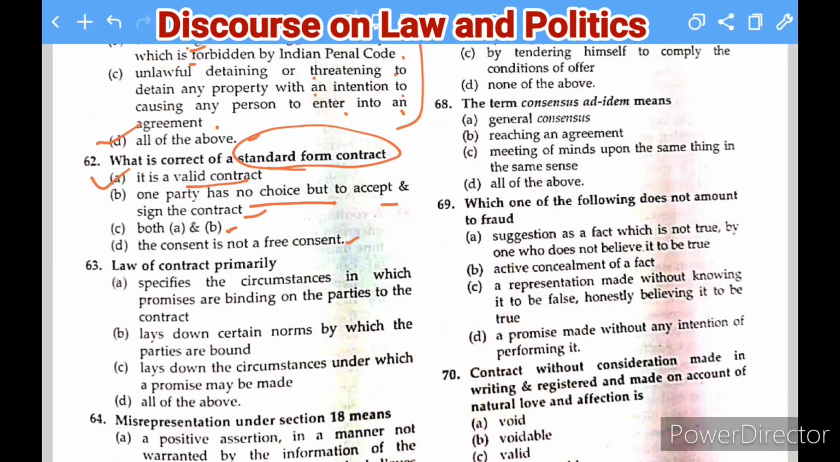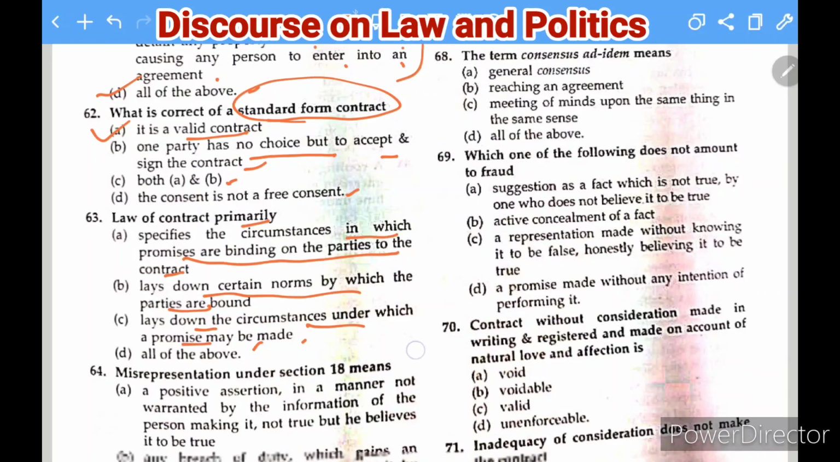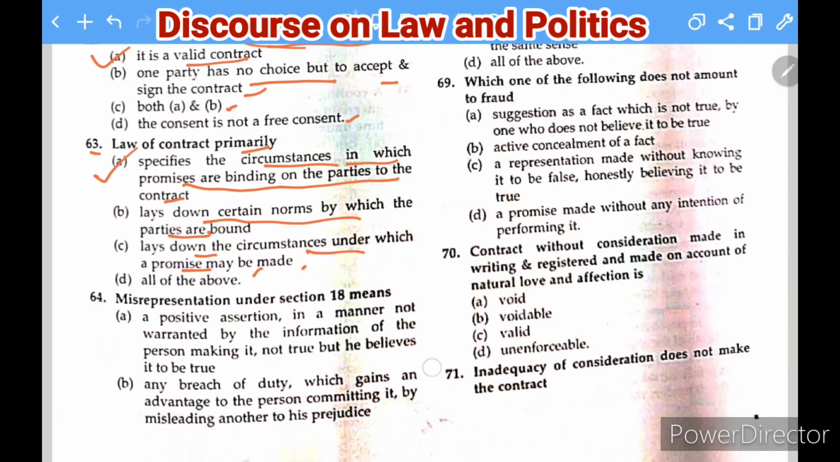Okay, now moving to the next question. Law of contract primarily specifies the circumstances in which promises are binding on the parties to the contract, or the law of contract primarily lays down certain norms by which the parties are bound, or third option, lays down the circumstances under which a promise may be made, and the last option, that is all of the above. So just let me know which is the right answer here, my dear friends. Here, law of contract primarily specifies circumstances in which promises are binding on the parties to the contract. So this is the right answer here.